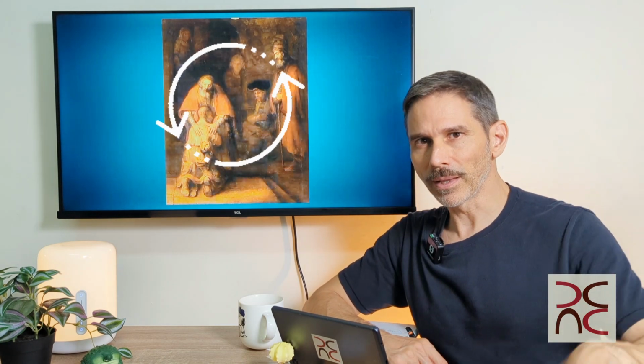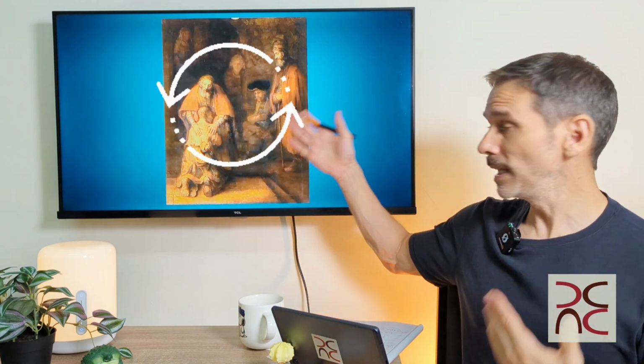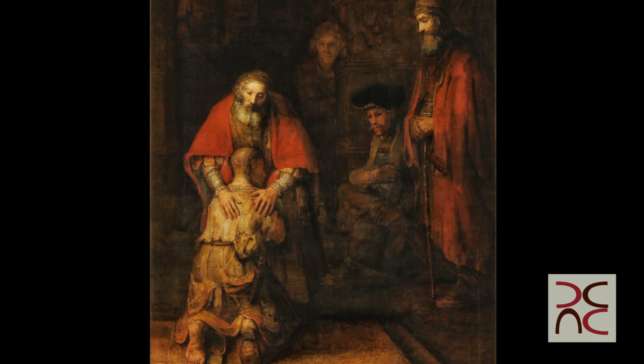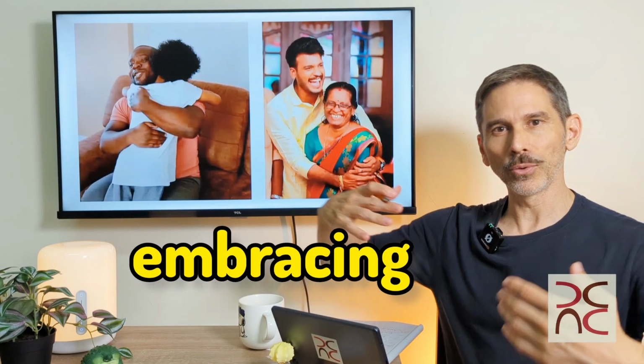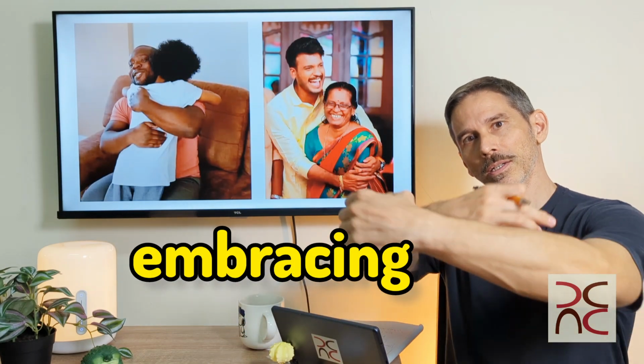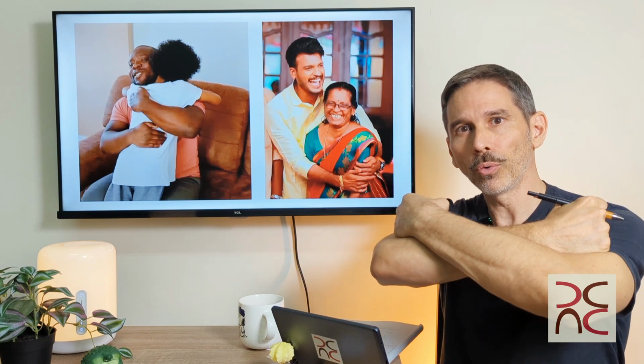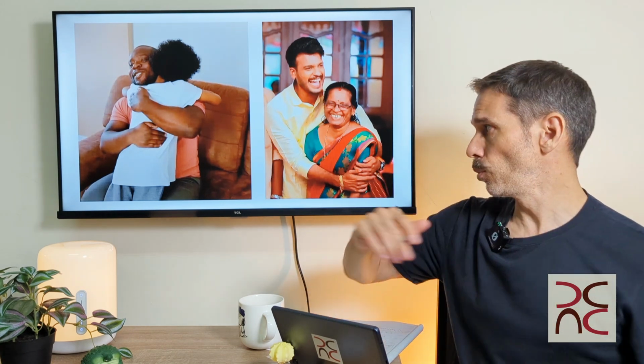All right, let's review that. Let's do it again. What's happening in this picture? Well, we have the father who is embracing the son. To embrace is to hug, to hold someone is to embrace someone.